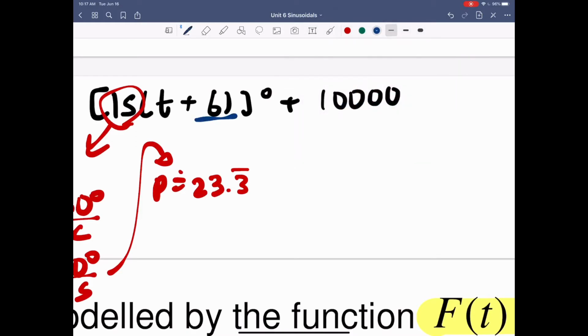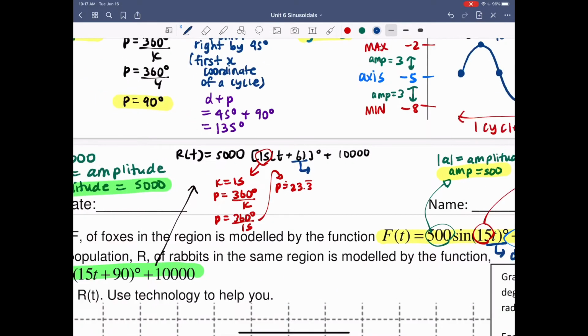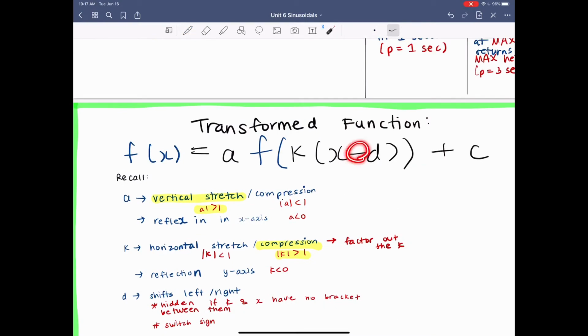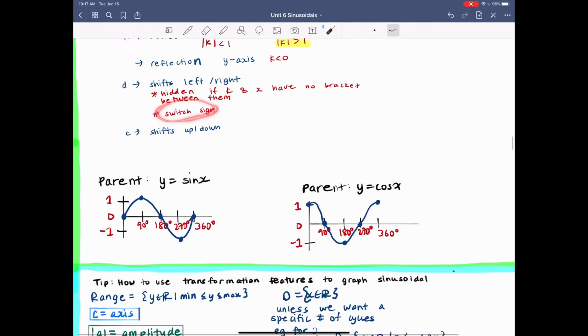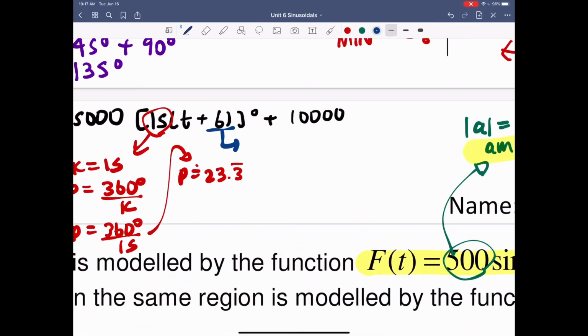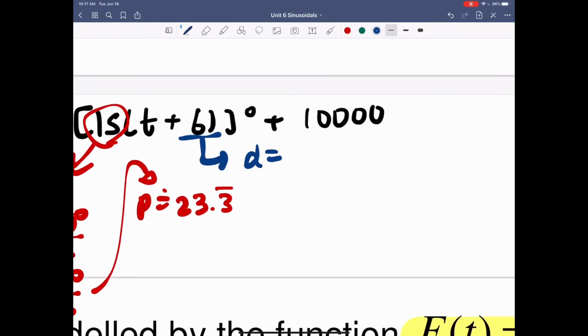So we find that the 6 is there for where the d is supposed to be, but remember that the original equation has the negative in it right there. So I need to always pull it out and switch the sign when I do that. Instead of having positive 6, I'm going to have d equal to negative 6. What does that mean? Well, you're going to shift left by 6.